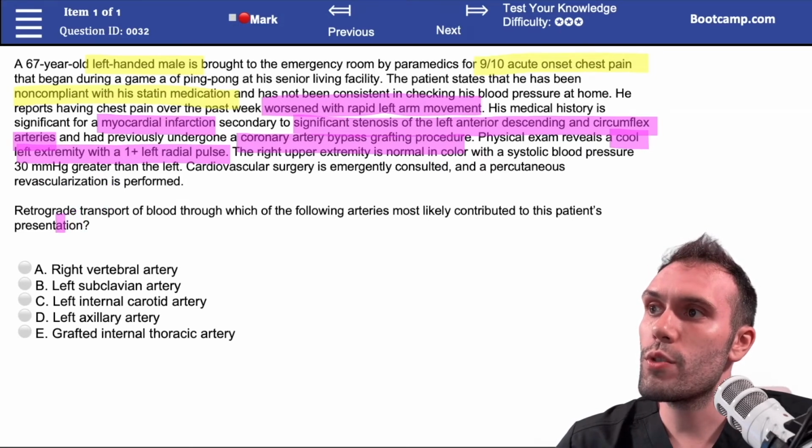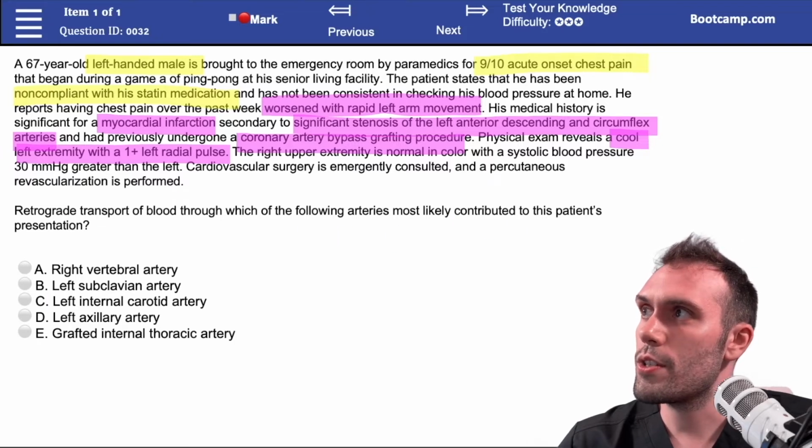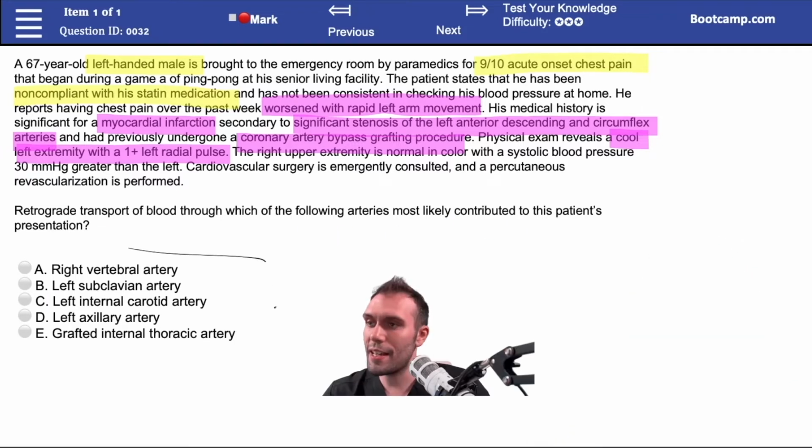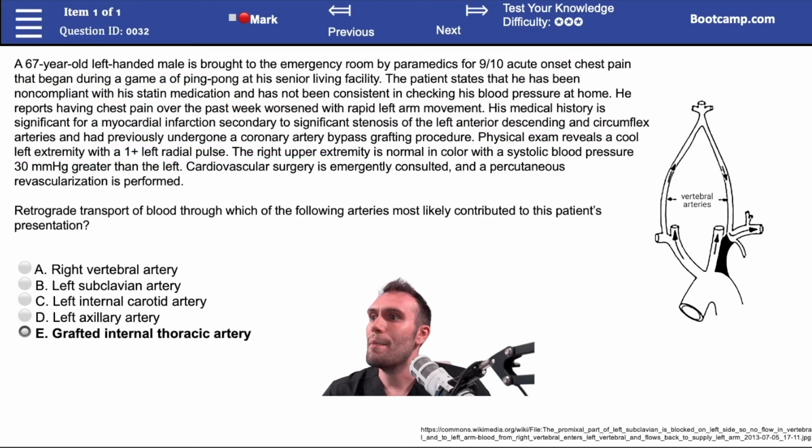So the question is, retrograde transport of blood through which of the following arteries most likely contributed to the patient's presentation? And I'm leaving you in suspense again, not on purpose, I promise. But the answer here is the patient is getting retrograde transport through the grafted internal thoracic artery. So let's just take a look at this.